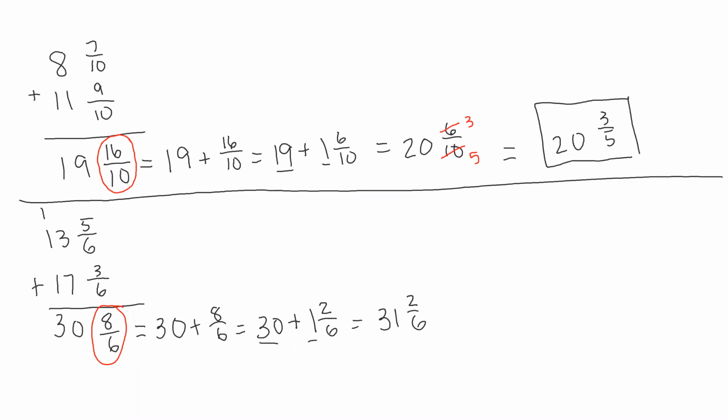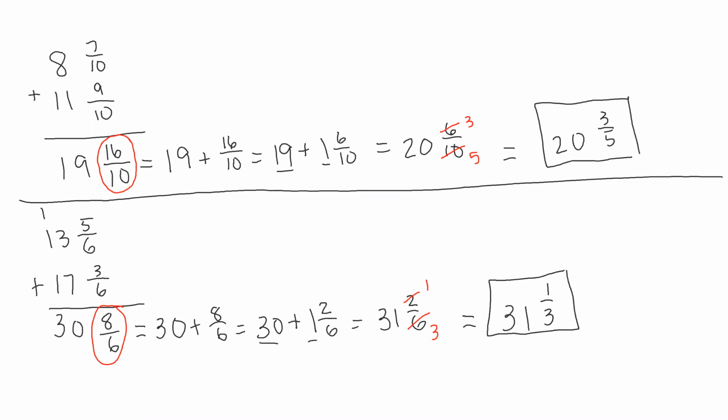Now I've got to double check and make sure the 2/6 gets reduced. So 2 and 6 have a 2 in common. 2 divided by 2 is 1. 6 divided by 2 is 3. My final answer is 31 1/3. And that's it. All right.